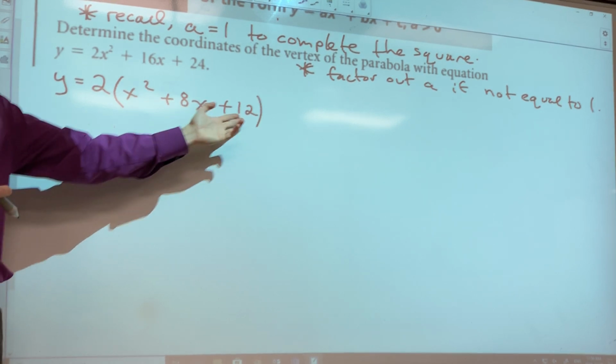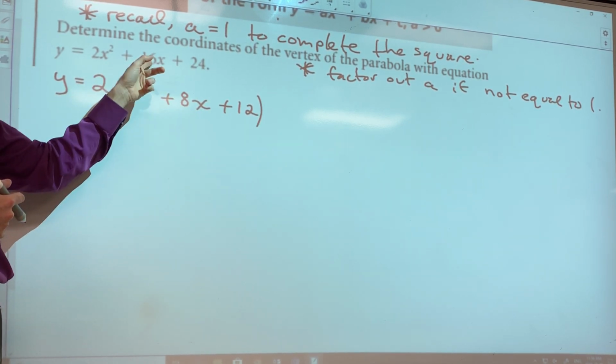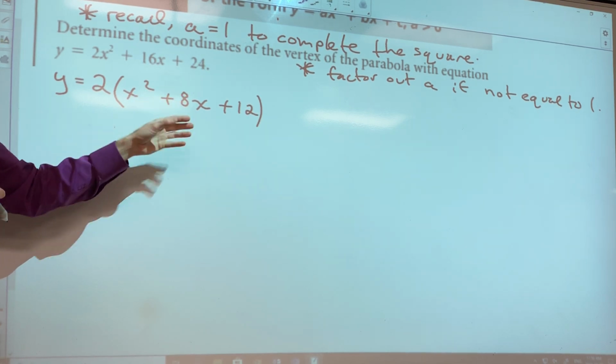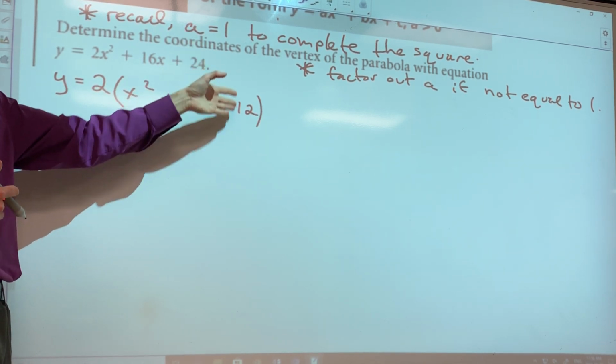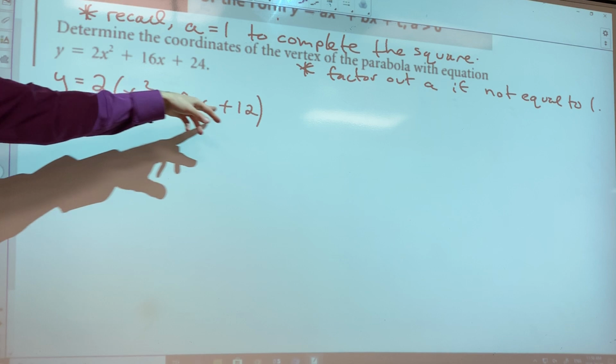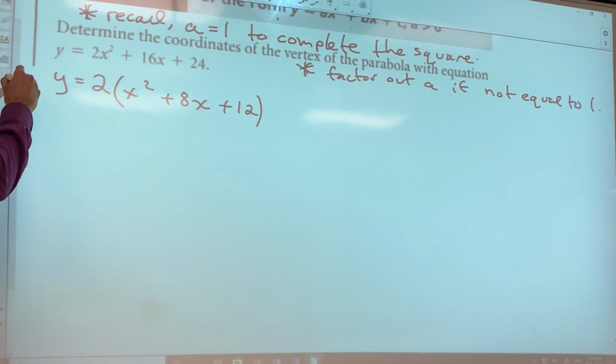Okay, so that's what I meant, just pull it out in front. So do whatever you need to do. Like if it was a 3, I would have 16 divided by 3 right here. If it doesn't work out evenly, you just write 16 divided by 3, 24 divided by 3, and you just have to deal with the fractions. Okay? But now I can complete the square in here. So you keep the 2 out in front.